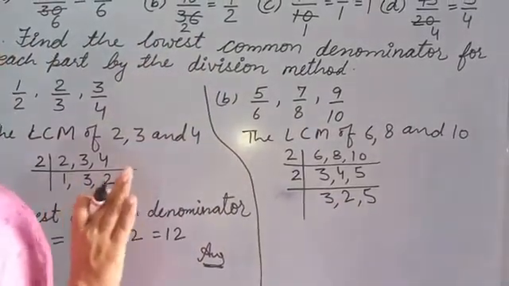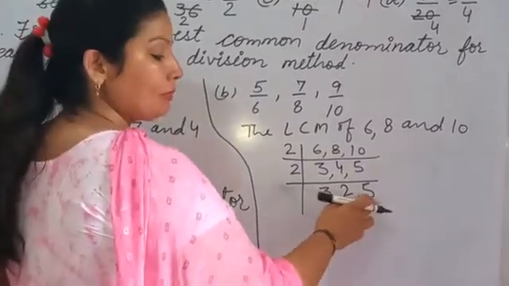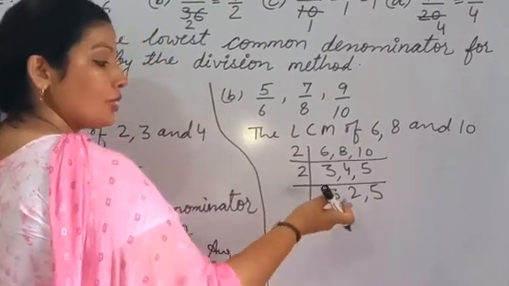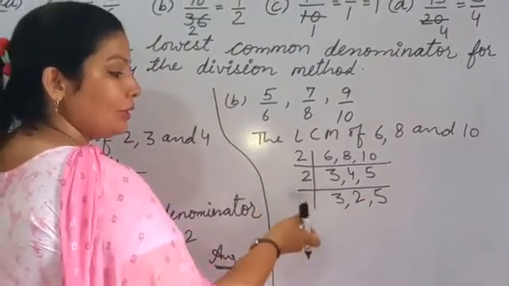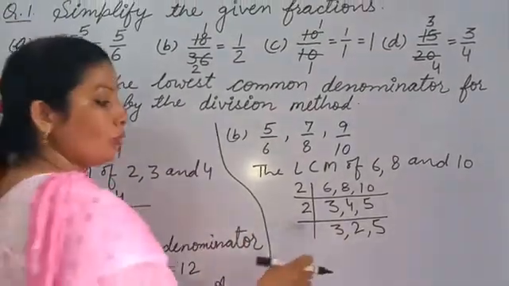ये कोई भी एक दूसरे की टेबल में नहीं आएंगे because 2 is the smallest prime number, 3 is also a prime number, 5 is also a prime number. So we can leave. No need to do anything, because 2 will again come in the 2 table, 3 will come in the 3 table, 5 will come in the 5 table. So we can leave here because all are prime numbers.